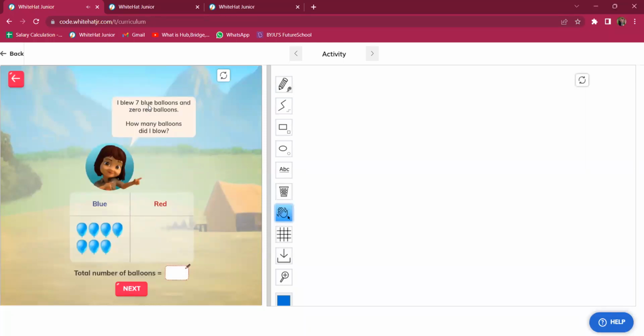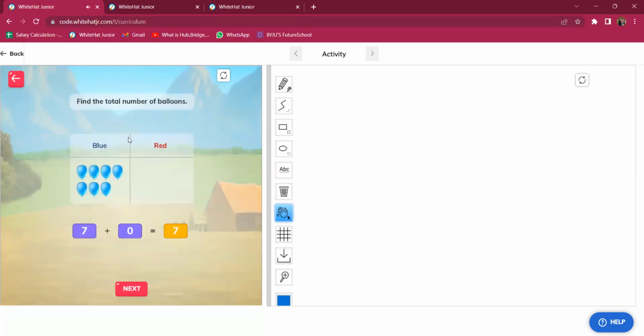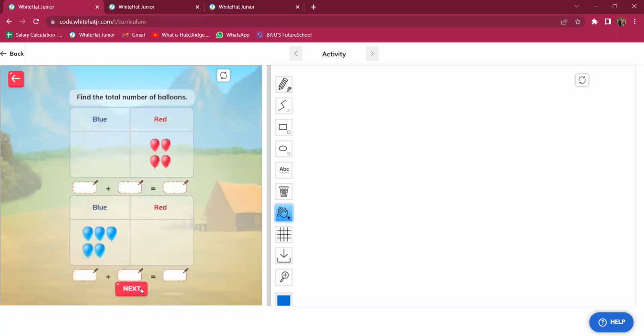So I blew 7 blue balloons and 0 red balloons. That means there were no red balloons. So how many balloons did I blow? So 7 balloons are over here. 1, 2, 3, 4, 5, 6, 7, right? 7. And there is 0 red, right? So total number of balloons will remain as it is. That is 7, right? Because there's nothing to add with 7 blue balloons because there are no red balloons. So we'll write that, check our answer and go to the next question. So 7 plus 0 will give us 7.